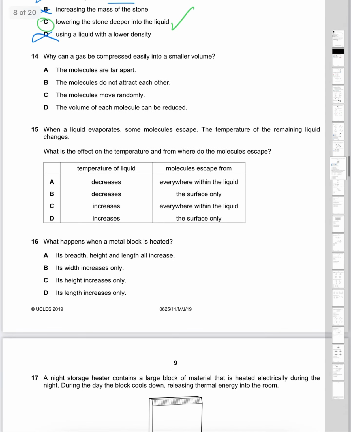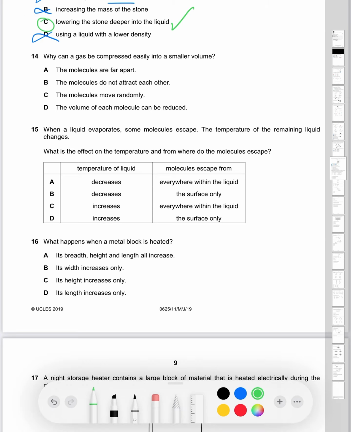Why can a gas be compressed easily into a smaller volume? Well, the reason is, in a gas, we know the molecules are far apart, so that's obviously one of the main reasons. They do not attract each other. That has nothing to do with this. They move randomly. They do, but again, nothing to do with it, and the volumes cannot be, no, that's not correct.